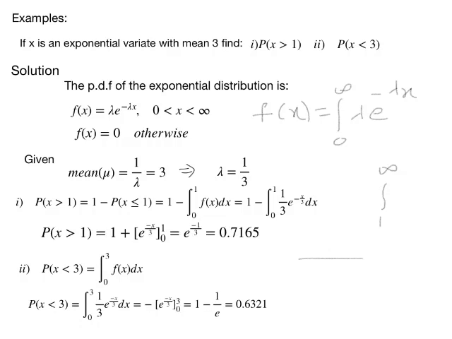For the second case, P of x less than 3, the limits will be 0 to 3 because the maximum value is 3 and the minimum is 0. Integral of f of x dx, again replacing the lambda value as 1 by 3, e power minus x by 3. Integrating and substituting the upper and the lower limits, I get the value as 0.6321.